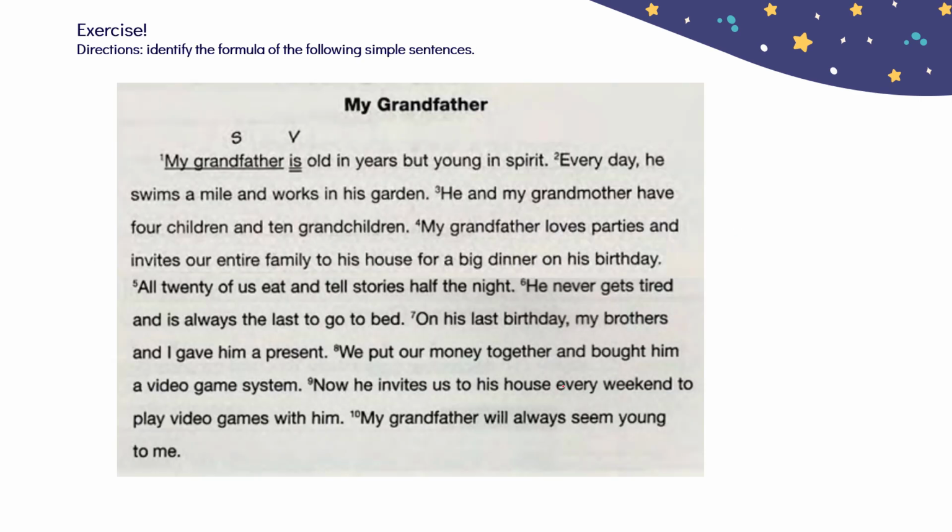And then this is the exercise for you to do. Directions: identify the formula of the following simple sentences. Number one is done for you. My grandfather is old in years but young in spirit. My grandfather as the subject, and then the verb is. So the formula of this sentence is subject and verb, SV.